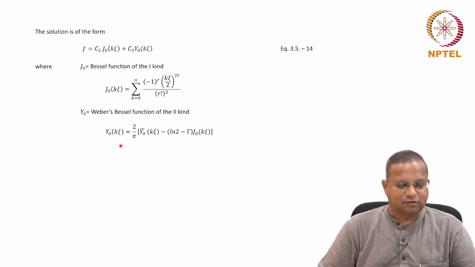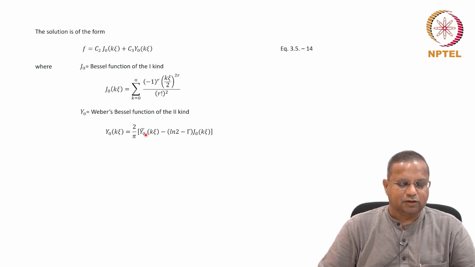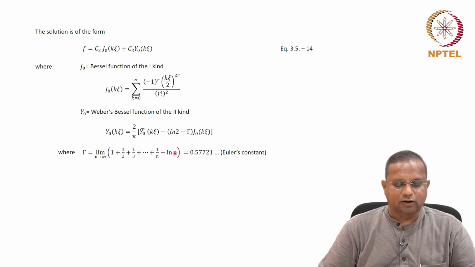of the second kind, which is defined as Y0 of k xi equals 2 by pi Y0 dash of k xi minus ln 2 minus gamma times the Bessel function of the first kind of k xi. Okay, where gamma is the limit n tending to infinity of 1 plus half plus 1/3 and so on till 1 by n minus ln n, and that happens to be the Euler's constant 0.57721. So we have taken care of this.